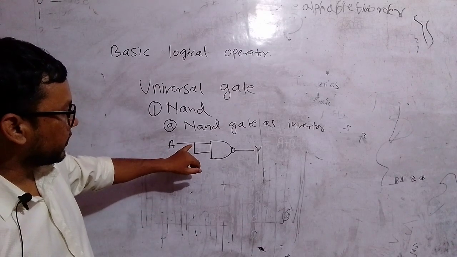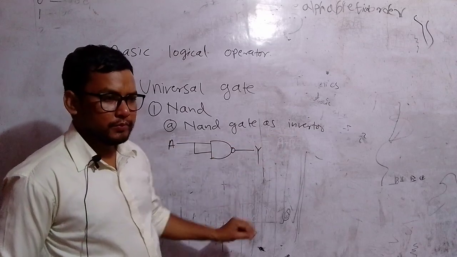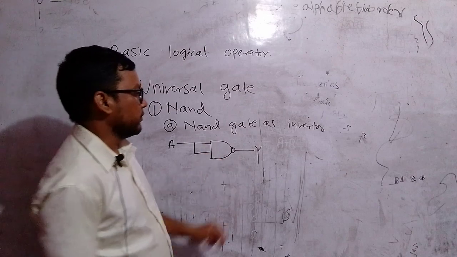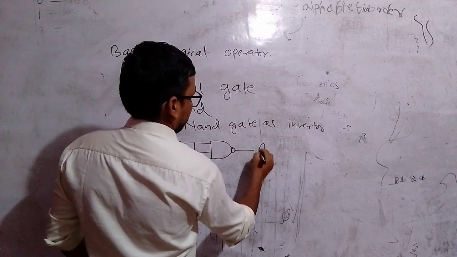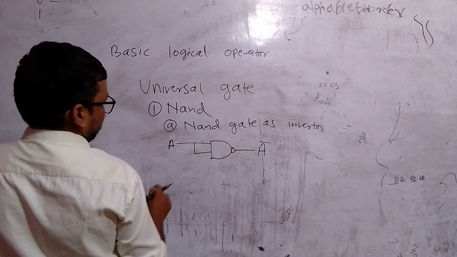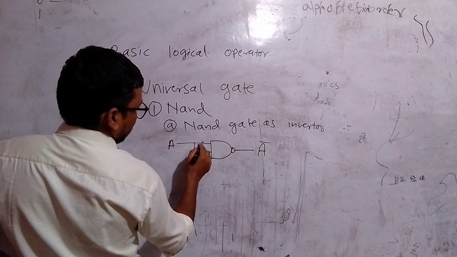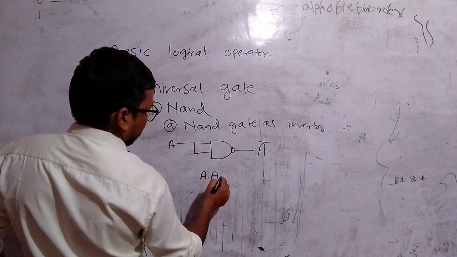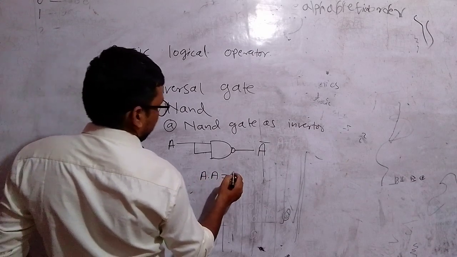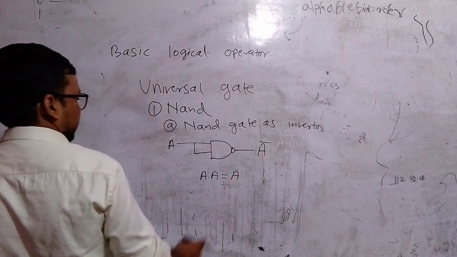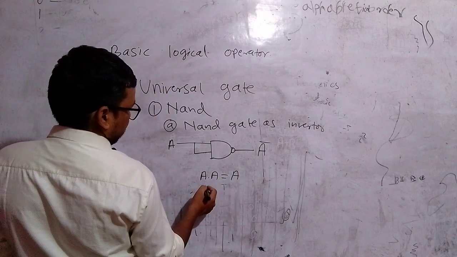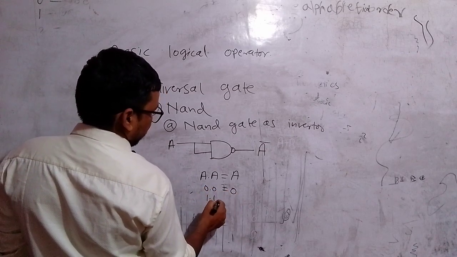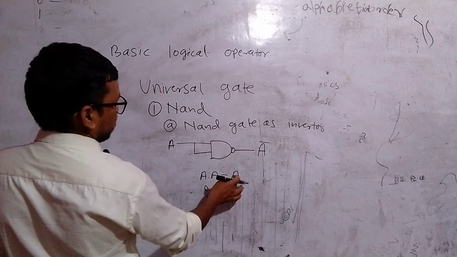Why do we need to do this? Because an inverter takes only one input. Inverter means NOT gate. A NOT gate takes only one input and produces only one output. Here A flows to both inputs, so we get A dot A. A dot A would be A for the AND operation. For A equal to 0, 0 dot 0 produces 0. For A equal to 1, 1 dot 1 produces 1.